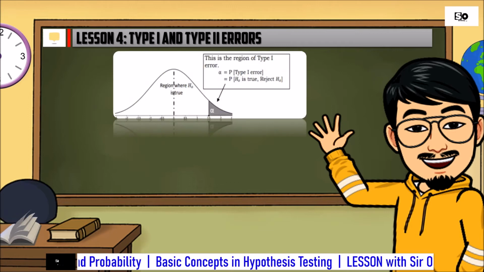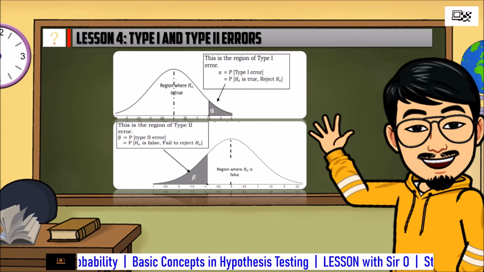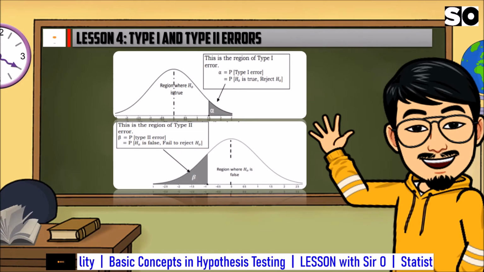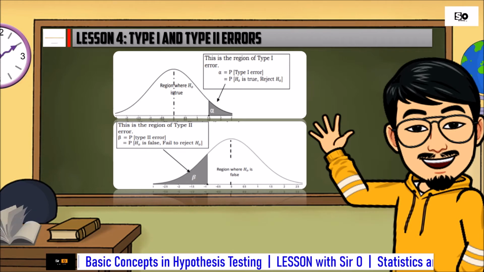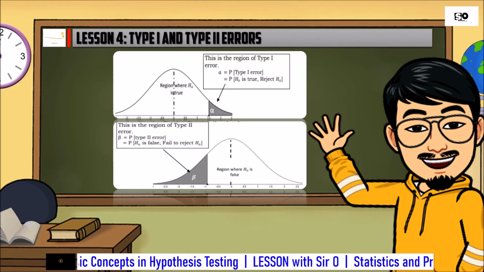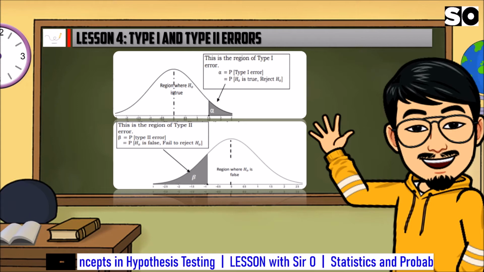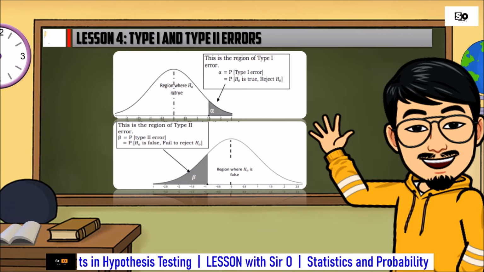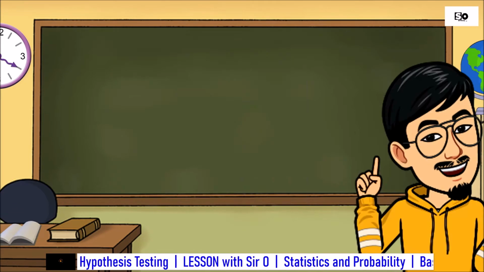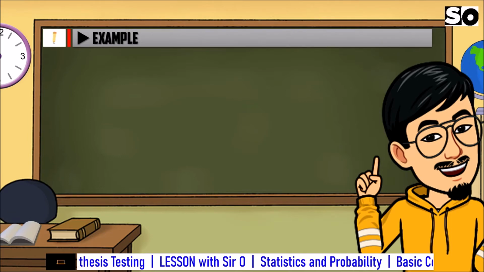These are the graphical representations of Type 1 and Type 2 errors, showing the region of Type 1 error and the region of Type 2 error. For better understanding, let us put it in an example.